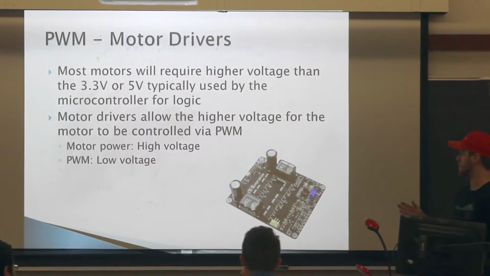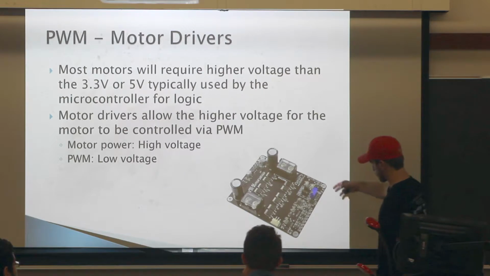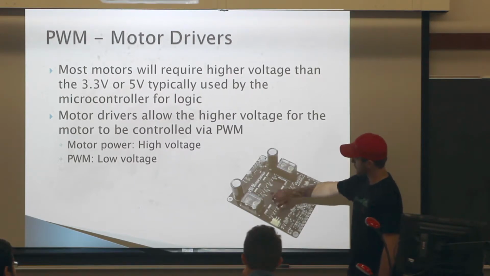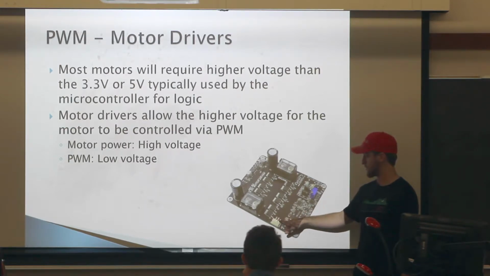And so you need to figure out how to control the energy coming into the motor when you can't run it through the microcontroller. And so that's where the motor drivers come in. Basically, you attach your motor here, you attach your battery here, and then over here are some connections for your microcontroller. One of them is the ground, the other receives PWM.